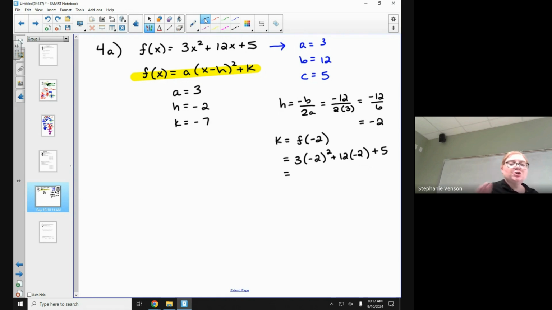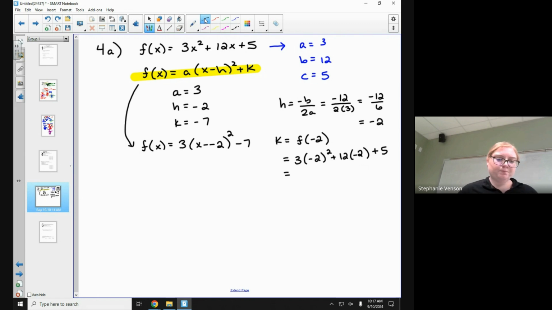As soon as I have an a value, an h value, and a k value, all I'm going to do is plug those values into this formula. So f of x equals, in the place of a, I'm going to put a 3, open parentheses, x minus, in the place of h, I'm going to put a negative 2, close parentheses squared, and in the place of k, I'm going to put a negative 7. So this becomes f of x equals 3 times x plus 2 squared minus 7.